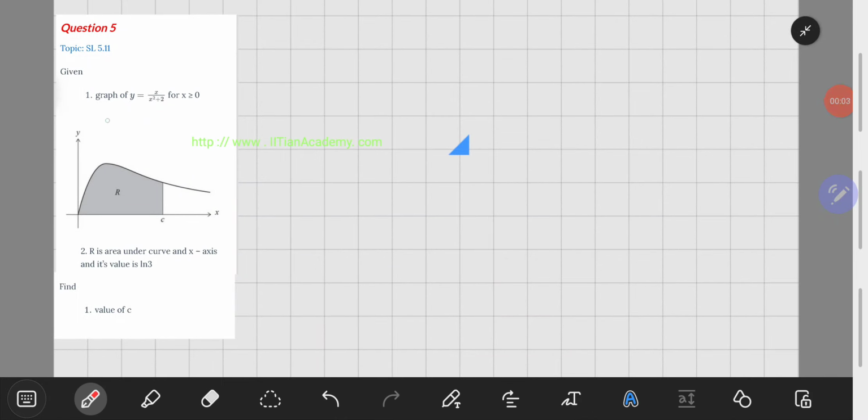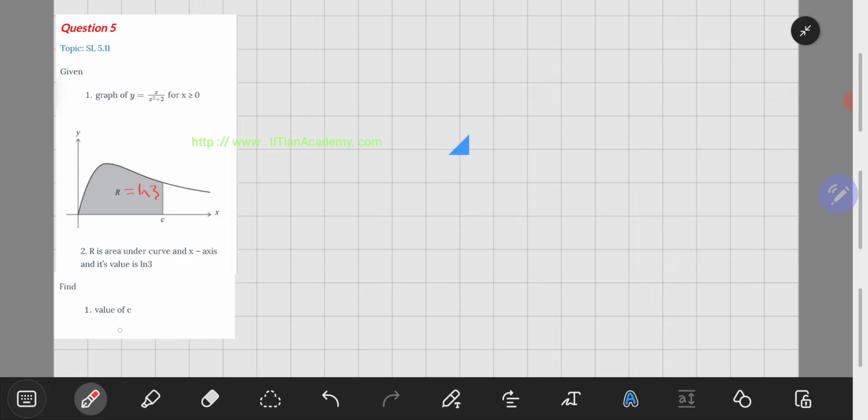Today we are doing question 5, where we're given the graph of y equals x divided by x squared plus 2, where x is always greater than or equal to 0. We're also given a graphical representation of this, where r is the area under the curve, between the curve and the x-axis, and its value is ln 3. So r is equal to ln 3.